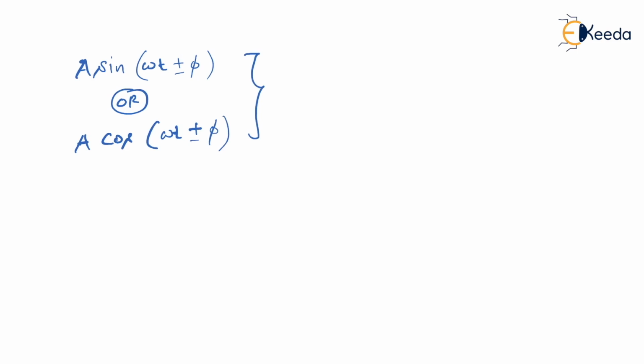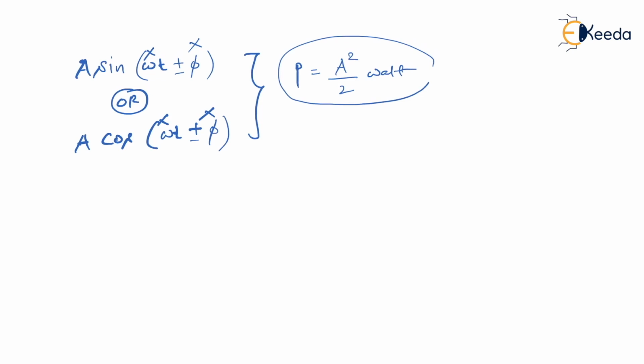So remember, whenever you have a sine of omega t plus minus phase, or let's say in terms of cos, a cos of omega t plus minus phase, and you want to calculate its power, you know that power is purely a function of amplitude. It is independent of frequency and phase. It is independent of what omega is, and independent of what the phase is. It is purely a function of amplitude, and power is always A square by 2, and the unit is of course watt.